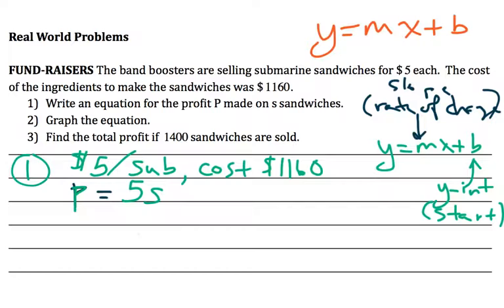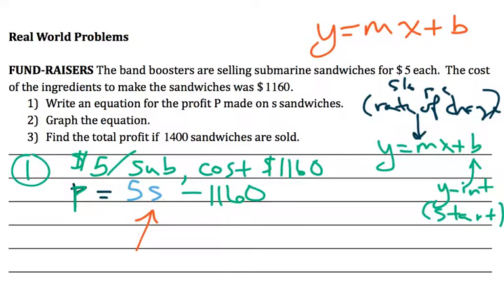But the other number they give us is 1,160. So if we hadn't sold anything at this point yet, how much money have we earned? Well, we've earned nothing. And not only earned nothing, we've actually spent. So we would have to take away 1,160. Now in an equation, notice that I'm steering away from this. So let's think about why this works out. If I plug in 0, this term goes away, and that means my profit would be negative $1,160. That means I owe people money.